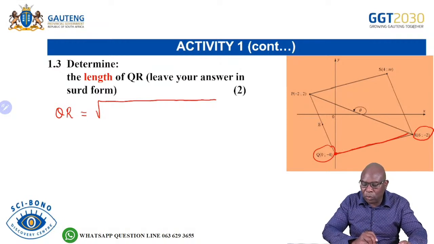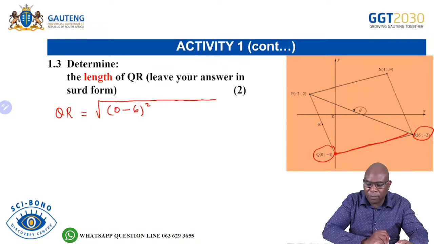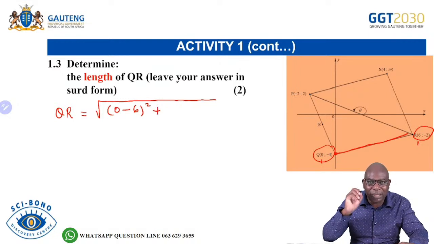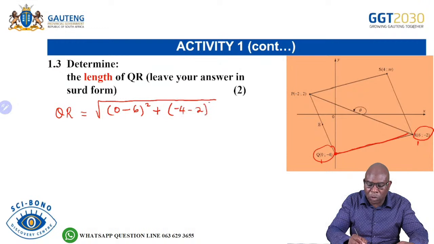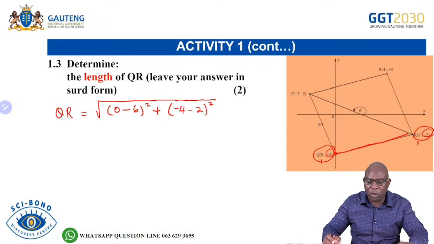So now I go to my points. Write the correct formula, and then from there I go to my points. For that it's going to be 0 minus 6 squared. Remember, it's my x at Q minus x at R. Then plus, it's not a minus. Go to your formula sheet, check the formula and write it correctly. So this one is going to be minus 4 minus 2 all squared, which is minus 4, the y value there, and the y value there.